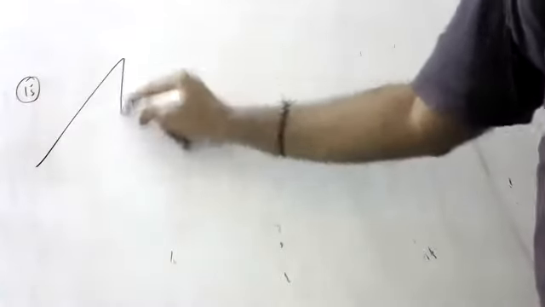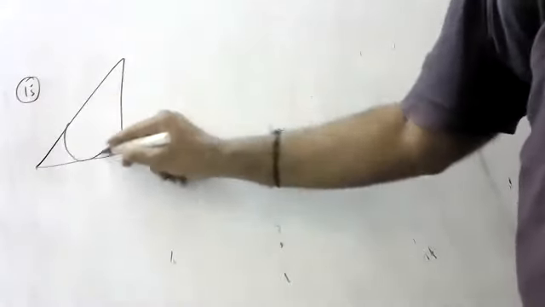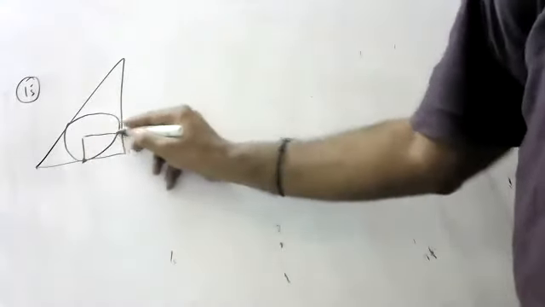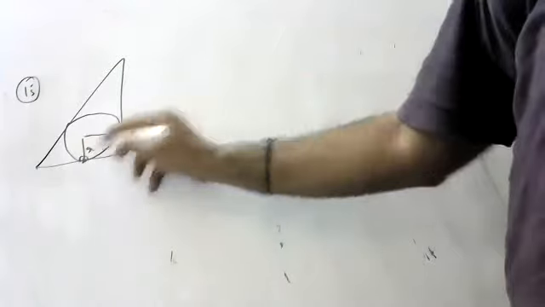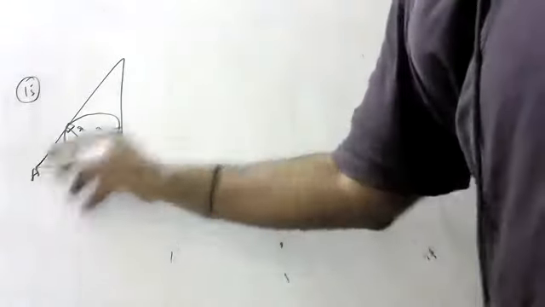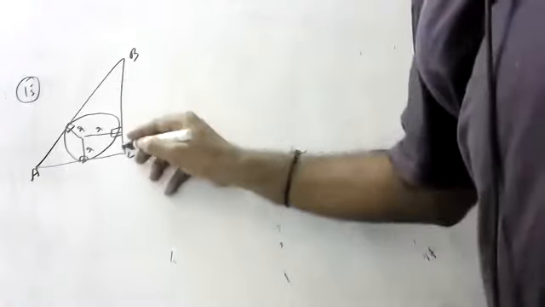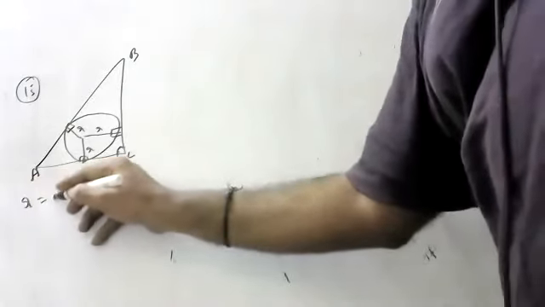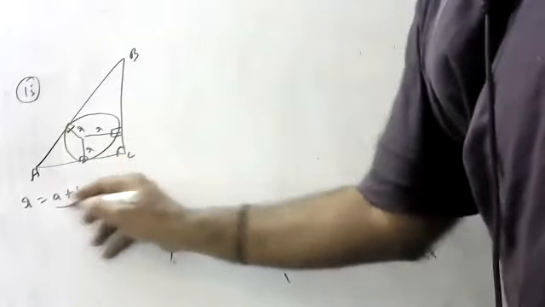So a right angle triangle is there. There is a circle, and there is a radius. Children, this is R, and of course this is also R. They have not given it, but why are you drawing, sir? You may ask. I'm sorry, children. So A, B, C. This is 90. They're asking you to prove that R is equal to A plus B minus C by 2.